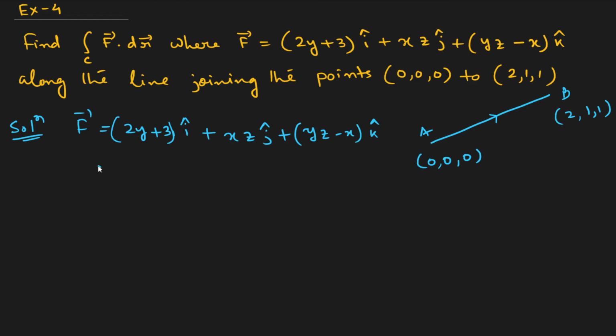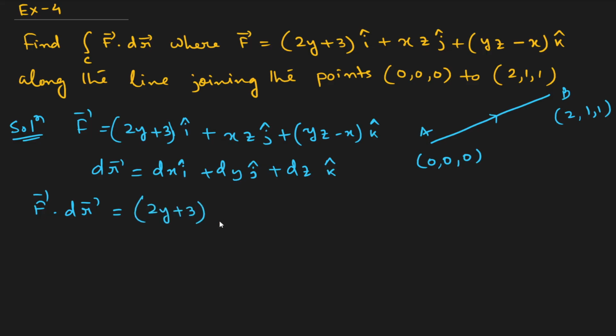Okay. And then dr bar is always like this, dx i cap plus dy j cap and then dz k cap. So if you find f bar dot dr bar, it will be (2y plus 3) dx plus xz dy plus (yz minus x) dz. Okay, so you see 3 variables x, y and z, also dx, dy, dz. You have to convert them in terms of either x or y or z. How? Now before that, we have to find the equation of the line AB.